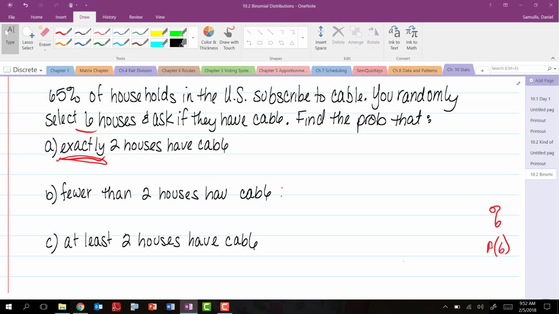Find the probability that exactly 2 houses have cable. Here's the brass tacks of it. Just do it. I'll do it once on the calculator for the video. 6 houses picked, and exactly 2 of them have cable. So this is what could happen. The first 2 could have cable, next 4 don't. Or the last 2 could have cable, and the first 4 didn't. Or the first and the last, and the middle don't. This is all the different ways that this could happen where 2 out of the 6 have cable.